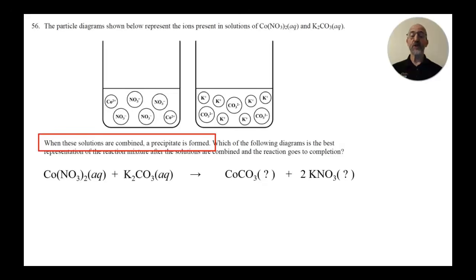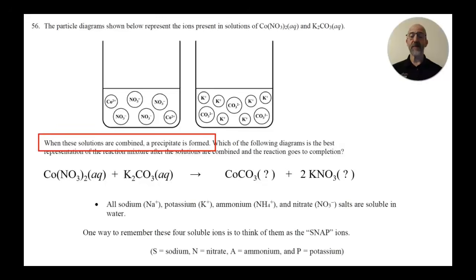One of the things that you should know for the AP Chemistry exam are these 4 ions: sodium, potassium, ammonium, and nitrate. All salts or ionic compounds that contain one of these 4 ions are classified as soluble according to the AP Chemistry curriculum. One way to remember the 4 soluble ions is to think of them with the acronym SNAP: sodium, nitrate, ammonium, and potassium. When they are present in ionic compounds or salts, they will be soluble.